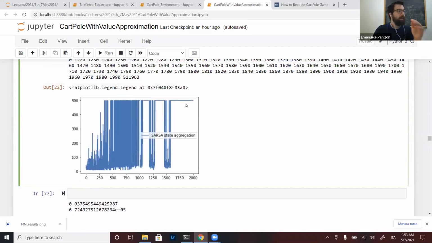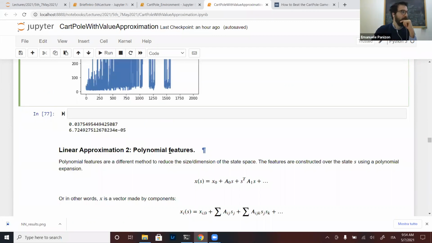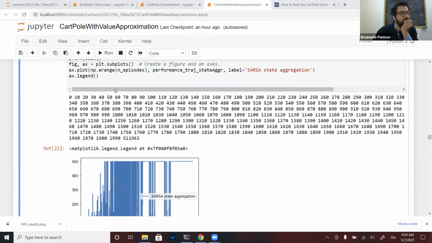Good. Are there questions so far? Otherwise, I can go fast into linear, maybe not too fast, into the polynomial features. May I comment on this? Because this is very useful as an example. It's also very important.